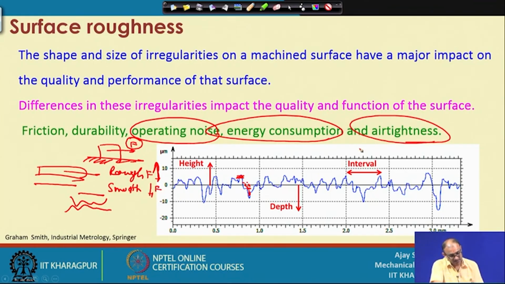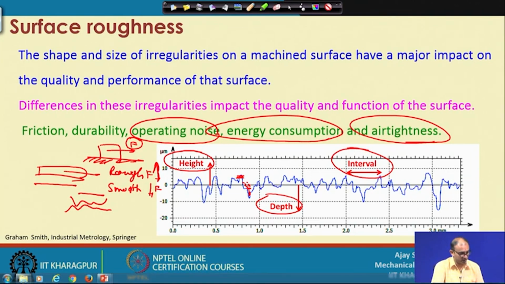And air tightness is important, because in many locations you do not want air to flow through, as in gasket-type applications where you do not want leakage. Air tightness is one thing, leakage is another. So, roughness, height, depth, and the interval all play an important role in these different characteristics of the component.